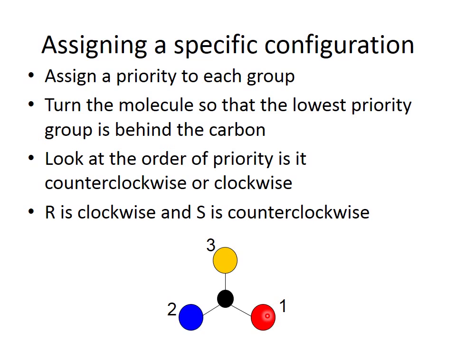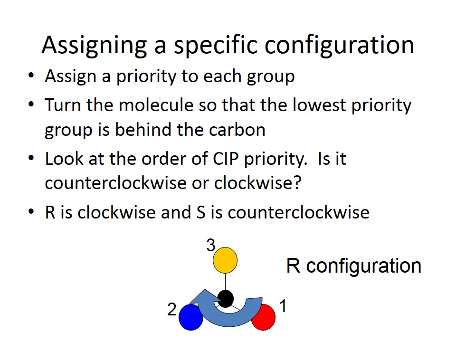Now what we do is we look at the priorities of the groups that are around the carbon facing you. If I look, this is the highest priority group, that's the second highest one, and that's the third highest. The order of priority is going clockwise. Because it's going clockwise, we call it the R enantiomer. So this has R configuration.